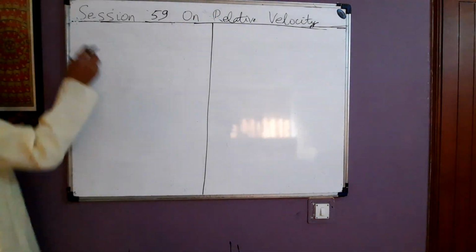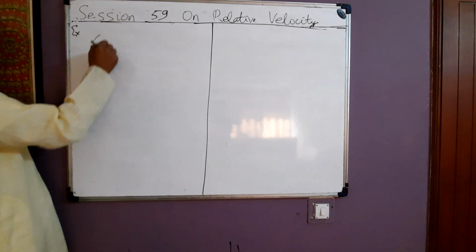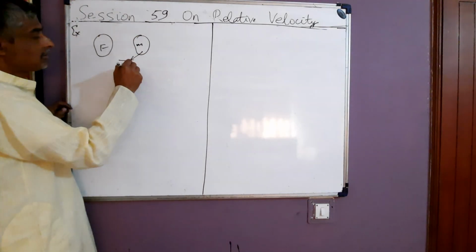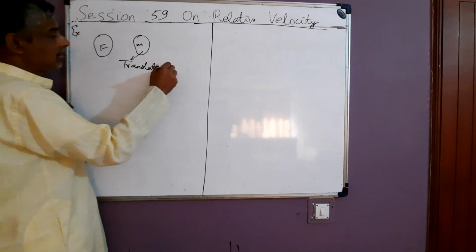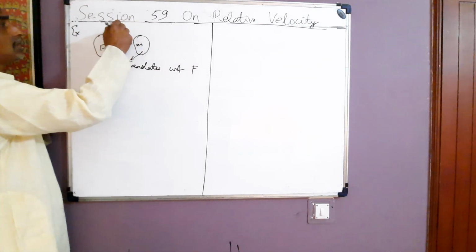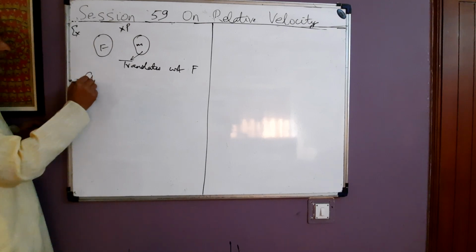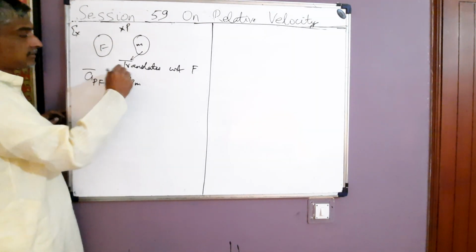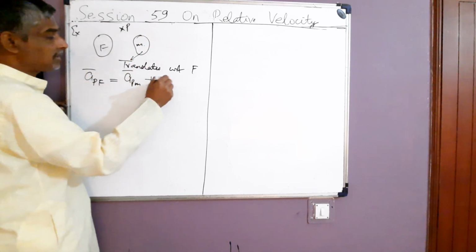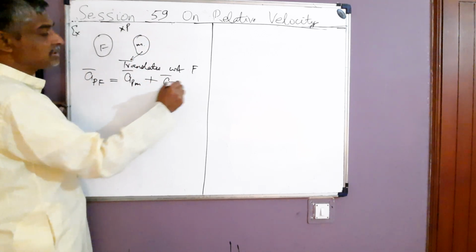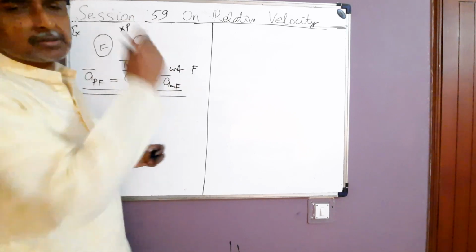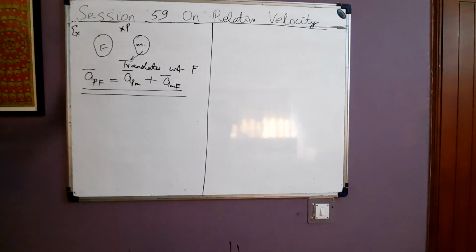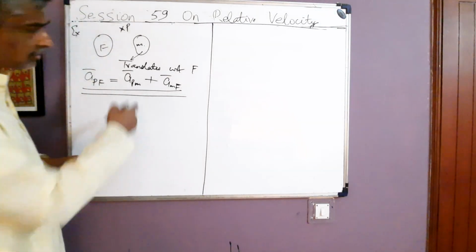As we have discussed in the previous videos, if M and F are two frames, M translates with respect to F, and P is a moving point. Acceleration of point P with respect to frame F at time t equals acceleration of point P with respect to frame M at time t plus acceleration of M with respect to F at time t. This has already been discussed in the previous videos, so go to them for the details. I'll take a problem based on this concept.